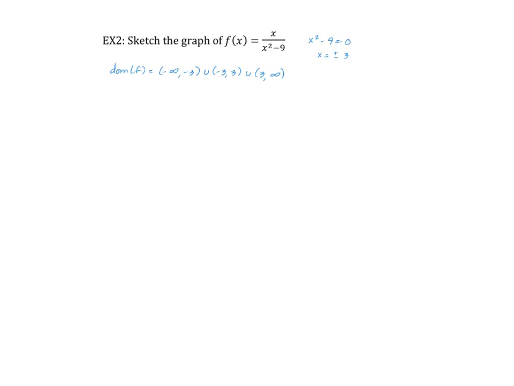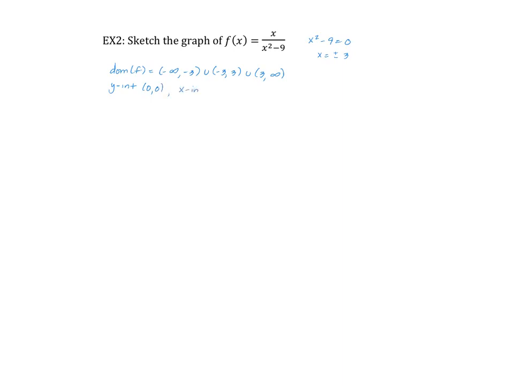So notice that this domain is broken up into 3 pieces. And that tells me a lot. It tells me that I'm going to have 3 pieces to my graph. I'm avoiding taking the first and second derivative because I'm avoiding using quotient rule. So I think I'm going to find some nice points, like maybe a y-intercept. If I put in 0 for x, I get 0 back for y.